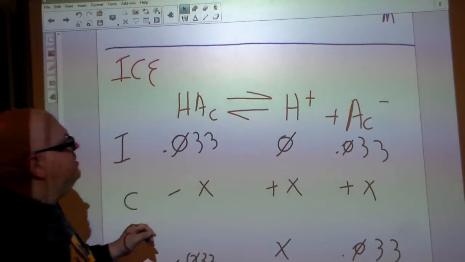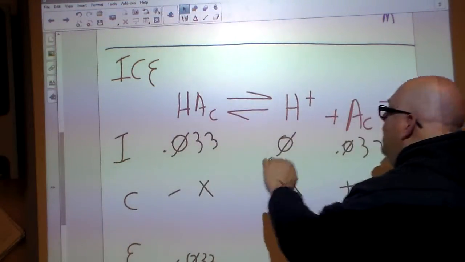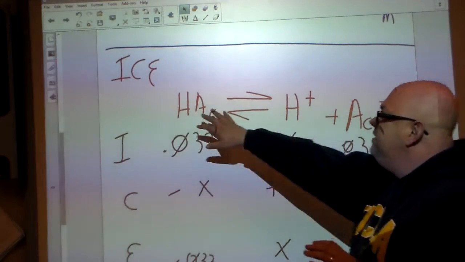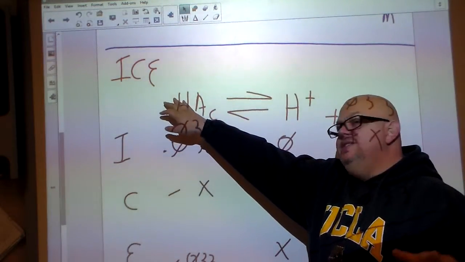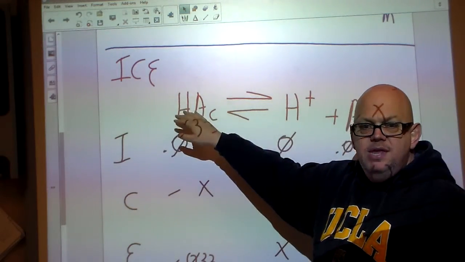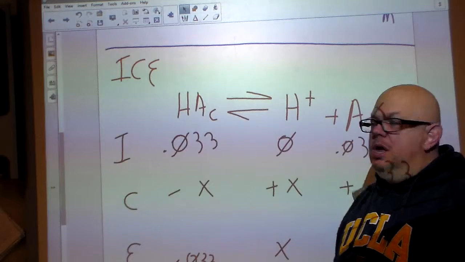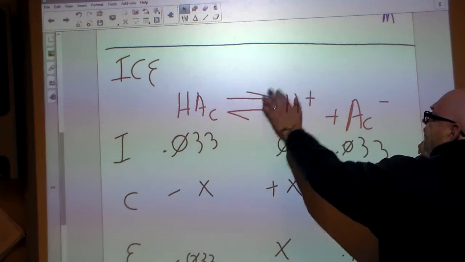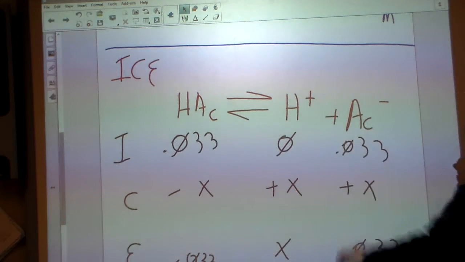So here's our ICE table. Here's our acid. And you might ask, where's the base? Well, the base already canceled out. The base already did damage to the acid. This is what's left: our remaining acid that has not come in contact with the base, and it breaks off into our hydrogen ions and our acetate ions.